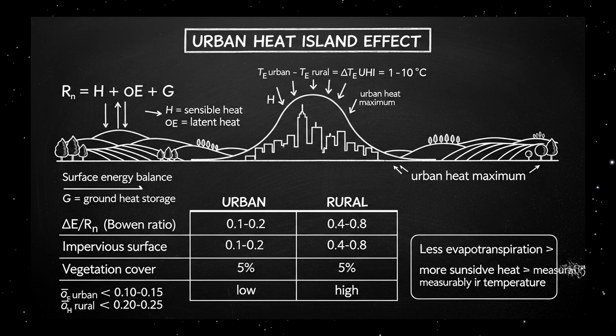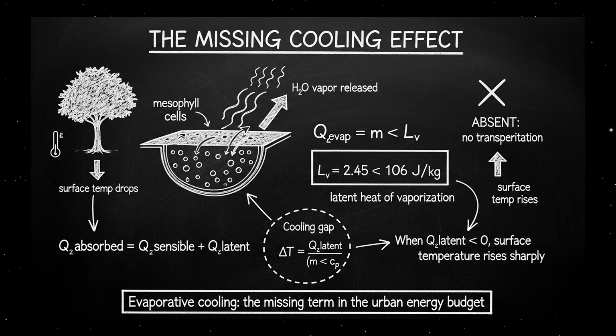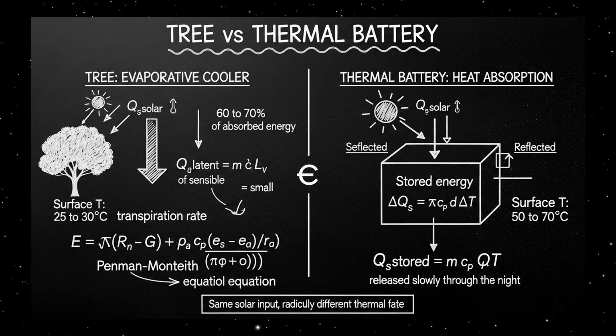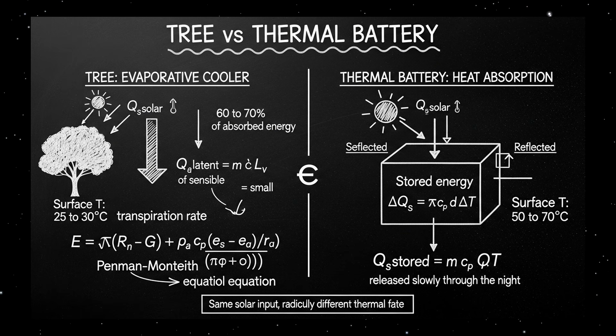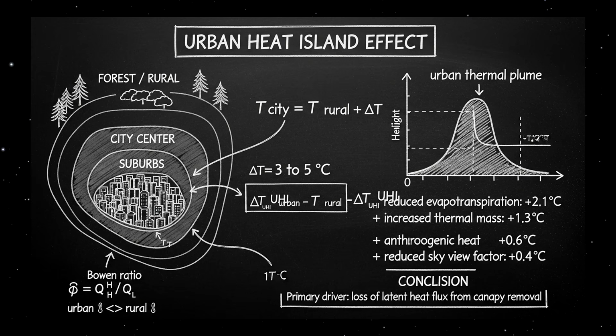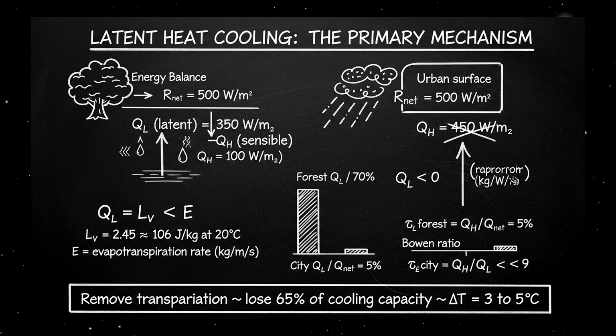Urban heat islands. The phenomenon where cities are measurably hotter than surrounding rural areas is partly a story about the absence of this evaporative cooling. Cities have replaced transpiring canopies with heat-absorbing surfaces: asphalt, concrete, glass, steel. Every surface that replaced a tree replaced an evaporative cooler with a thermal battery, a structure that absorbs solar energy during the day and releases it as heat at night. Urban areas can be 3 to 5 degrees Celsius warmer than nearby forested areas, and the primary mechanism is the loss of the latent heat of vaporization cooling that trees provide.